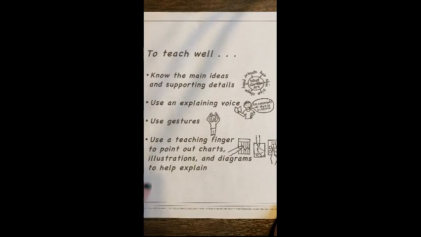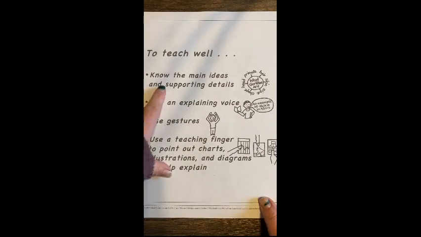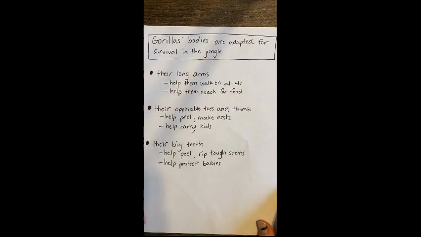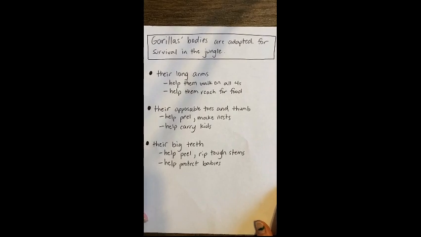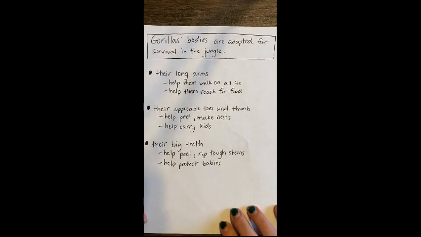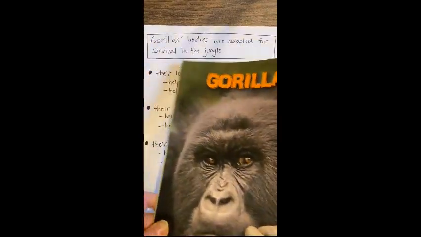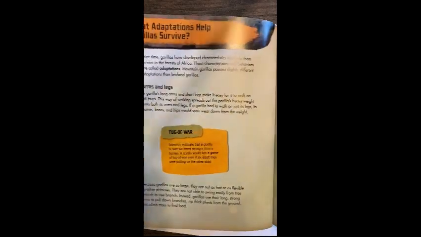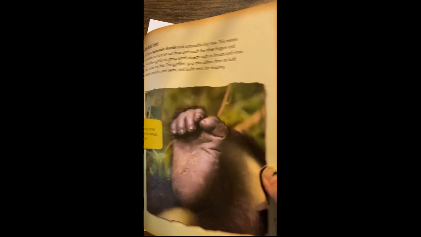So let me show you what each of these looks like in an example. The first one, knowing your main idea and supporting details, is really important. So this is the section that I read about that I am going to teach as an example today. You've probably already heard all this information because I've been using it as an example in other lessons as well. But the section of text that I read came from this book, Gorillas, and it came from the chapter on what adaptations help the gorilla survive. So what parts of the gorilla help it survive in the jungle?